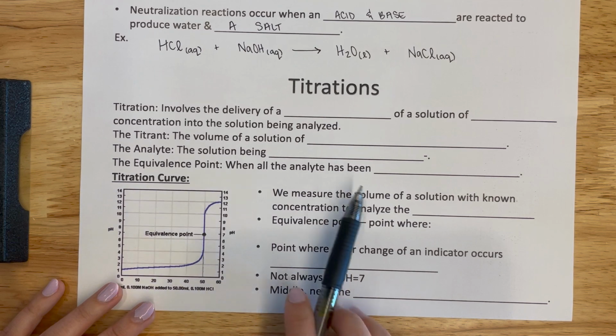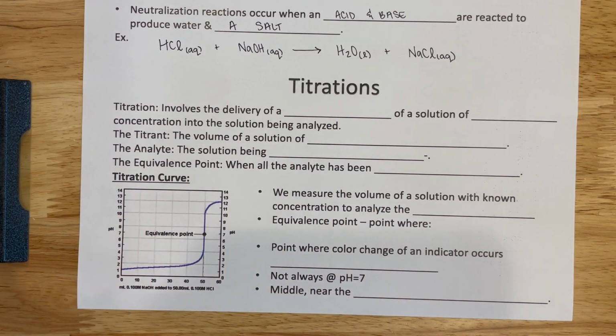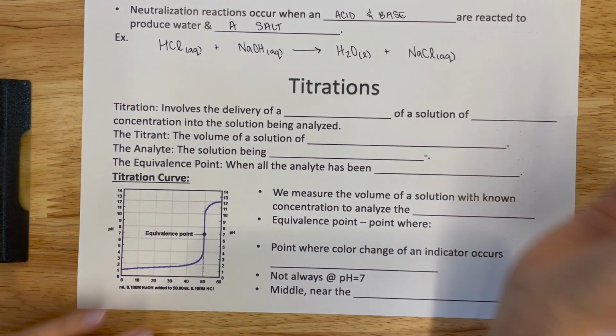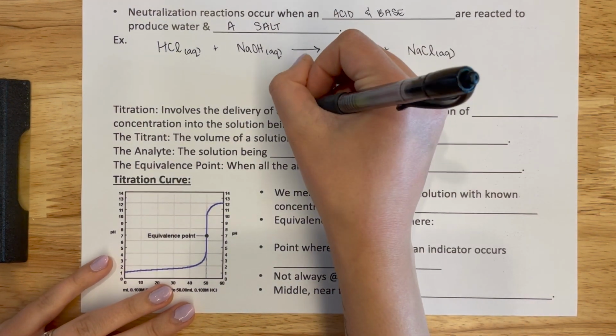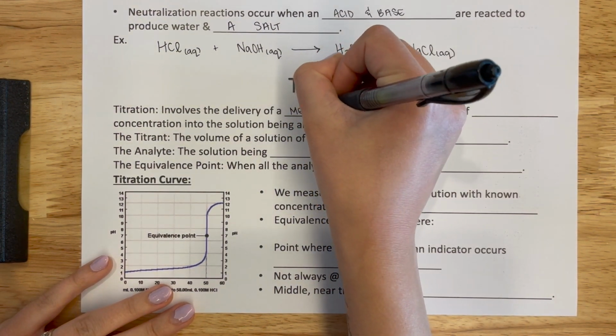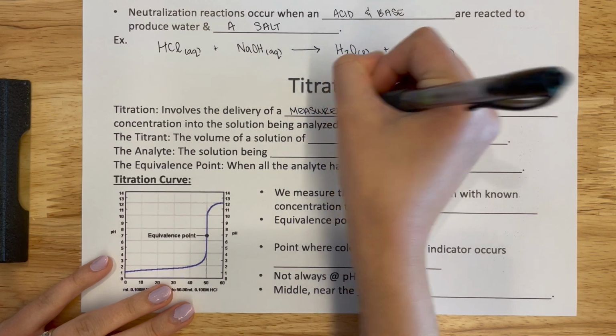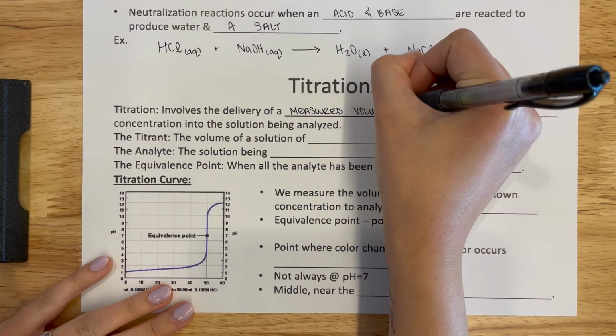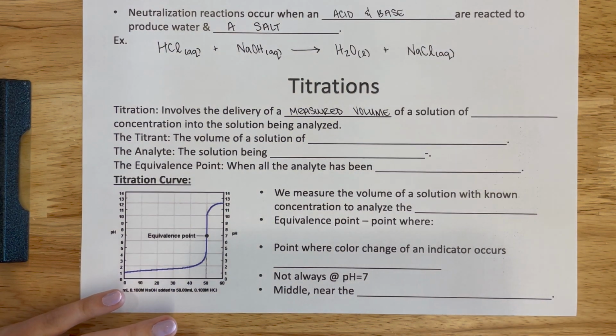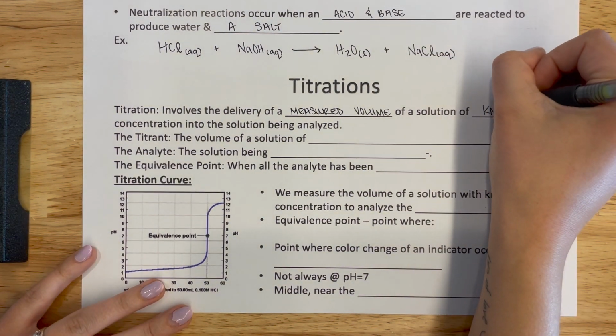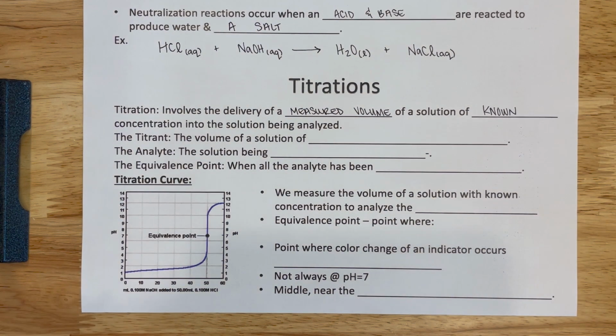Okay, so titrations. These neutralization reactions help us do what we call a titration. The reason that we would do a titration is if we're trying to figure out the concentration of something that we are unaware of. So if we don't know the concentration of something, we can use a titration to do that. So titration involves the delivery of a measured volume of a solution of known concentration into the solution being analyzed.